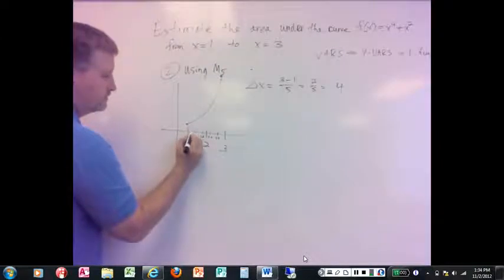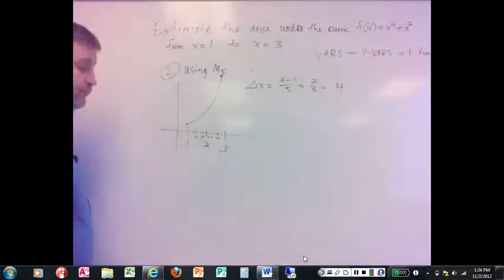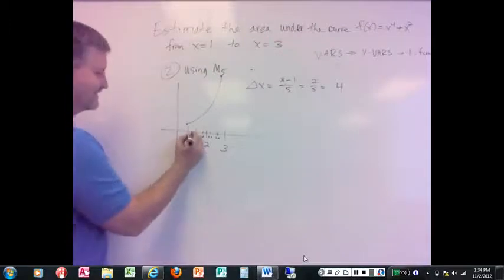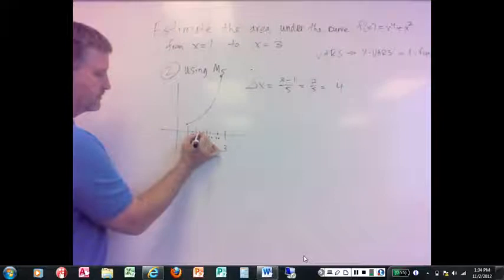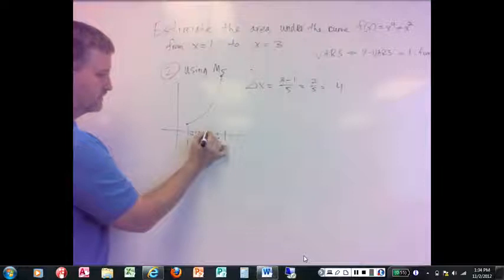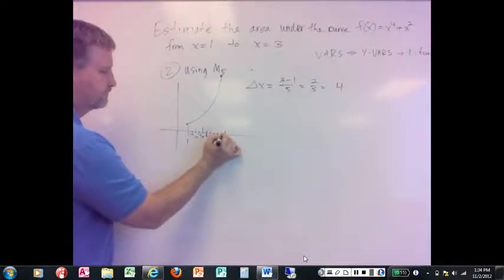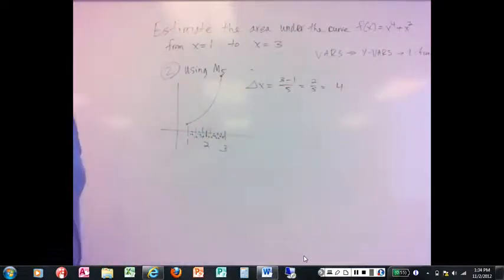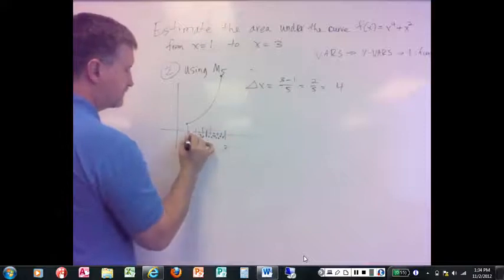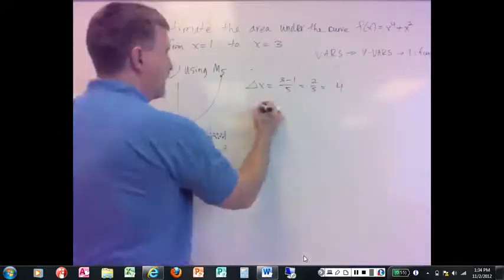But I want to use midpoints, so those are helpful, but I'm interested in midpoints. Well, what's the midpoint of this one going to be? It's halfway between 1 and 1.4, which is 1.2. And then again note these midpoints, once you get the first one, the next one's 0.4 over, then the next one's 0.4 over, 2.8. I don't know if you can see all that, but anyway, here's what I get.